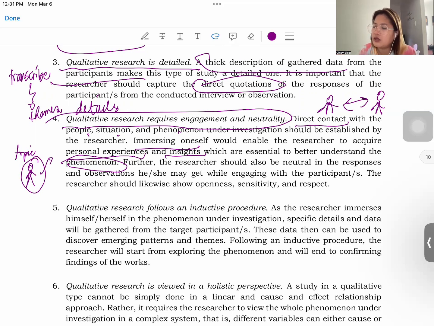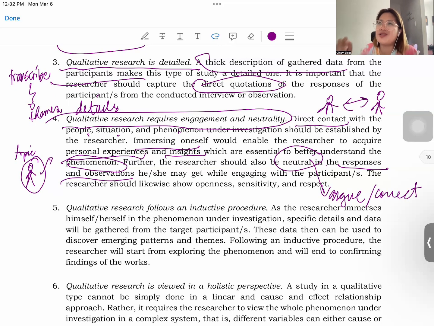Okay? Further, the researchers should also be neutral in the responses and observation. Neutral in a sense na you're not there to argue, you're not there to correct, you're not there to challenge, you're there to just note things down. Okay? Although human nature is by nature biased, okay? We have the tendency to be subjective, but we have to be reminded as researchers that we have to do our best para maging neutral, okay? And unbiased yung ating outputs, okay?